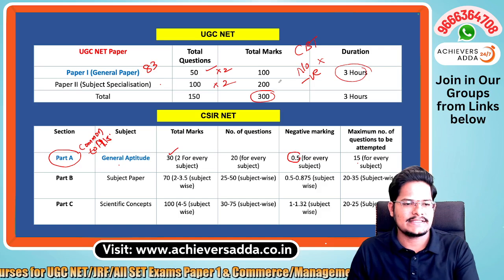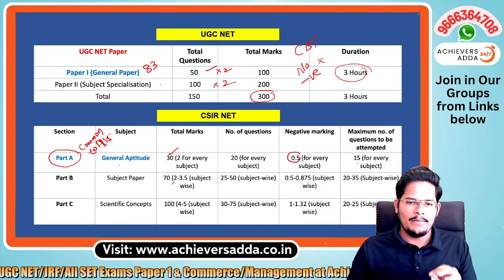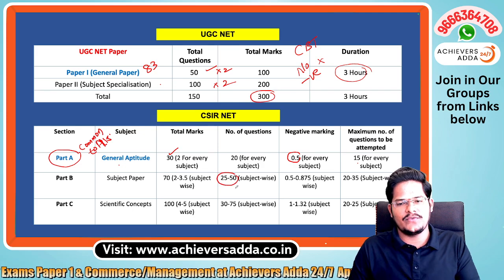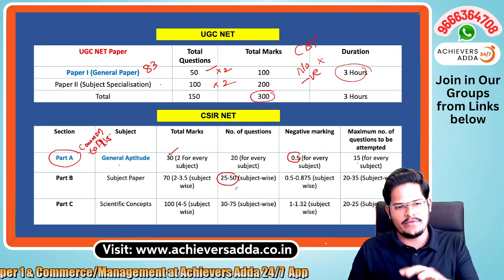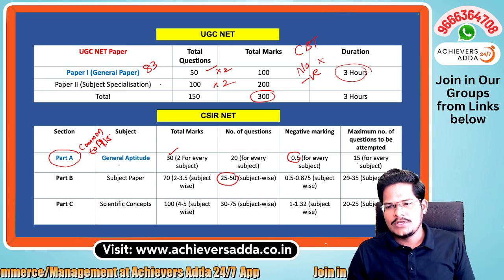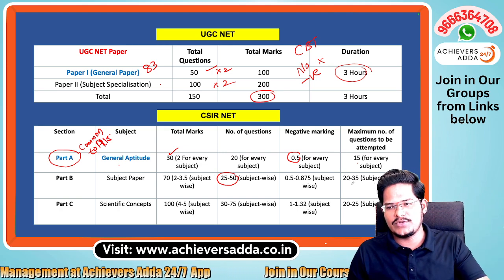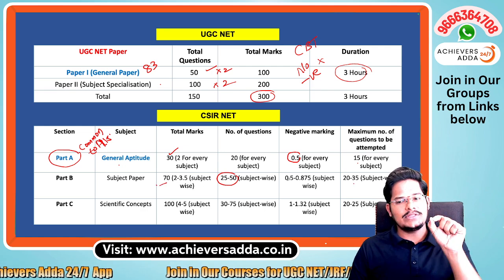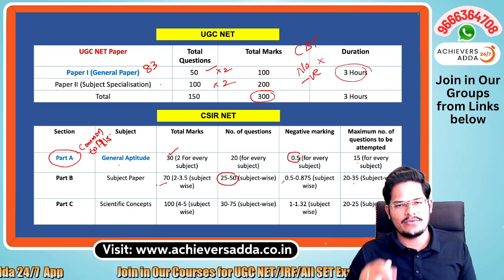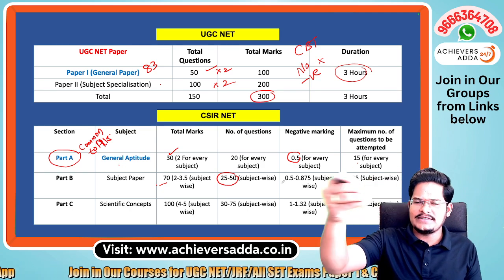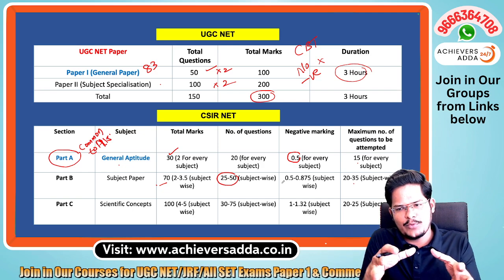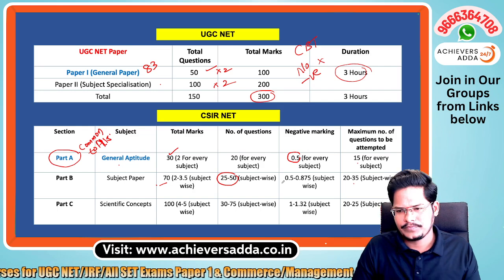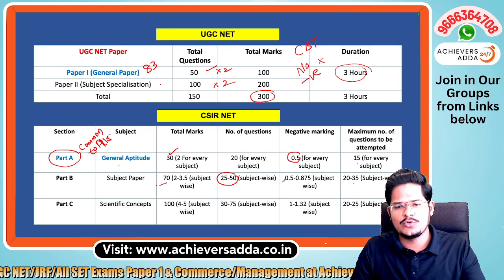Next, Part B is a subject related paper only, and there will be 70 marks. The total number of questions will be 25 to 50 for each of the subjects. There are 5 subjects now. So maximum 20 to 35 questions you can attempt. So 35 into 2 marks will be 70 marks in total. There will be a negative marking of 0.5 to 0.875, subject wise, because different subjects have different negative marking. That is why 0.5 is the minimum, and it can go up to 0.875 also, which is almost one third of the 2 marks each.